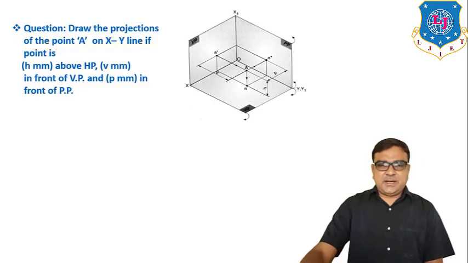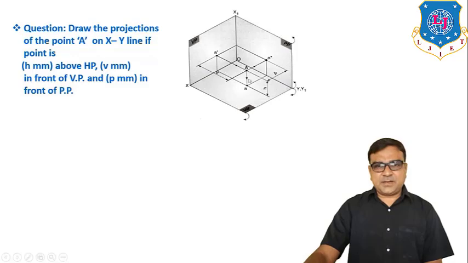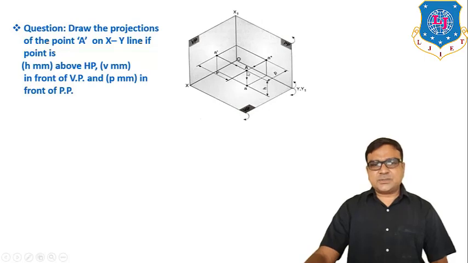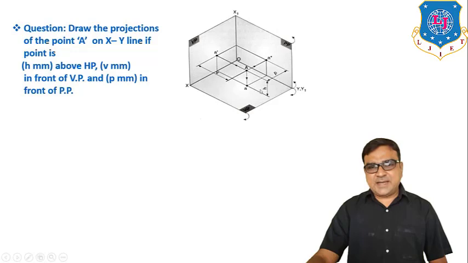So in the 3D view, this is the horizontal plane, vertical plane, and profile plane, in which this capital A is located. Suppose A is in the first quadrant. When you observe from the front, the location of A is like this. A is h mm above HP, v mm in front of VP, and p mm in front of the profile plane. So this is our original object, capital A.